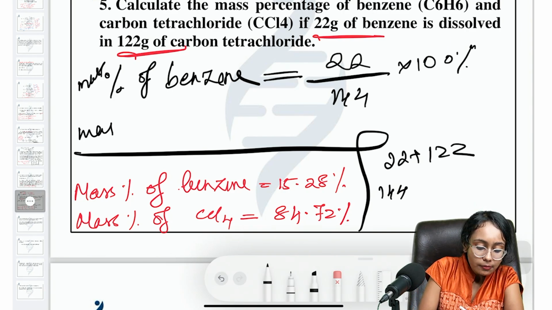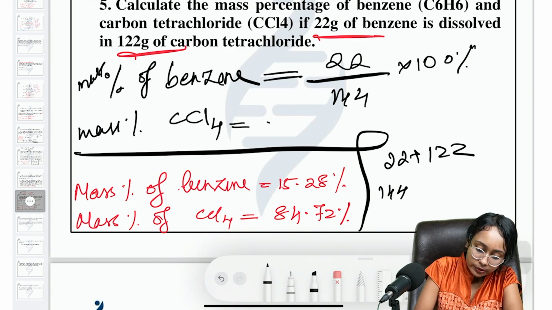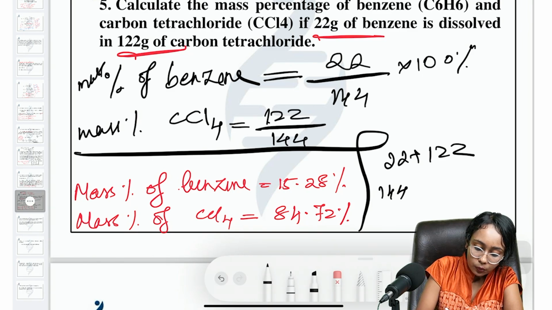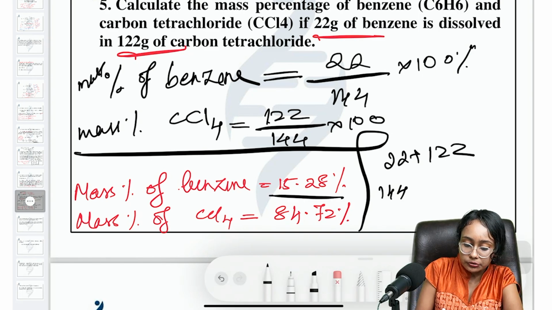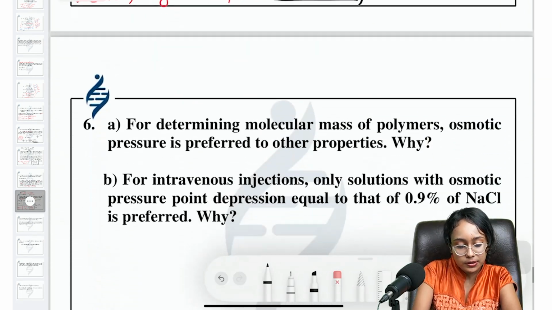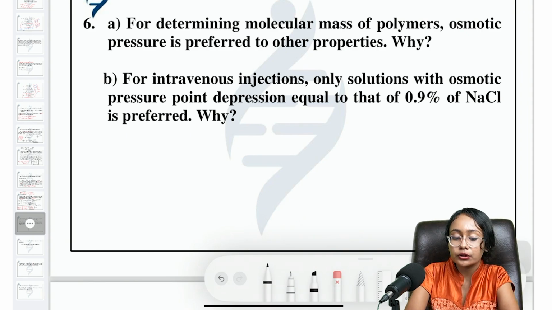Similarly, mass percentage of carbon tetrachloride, CCl4, equal to given mass 122, total mass is 144, into 100%. The answers are given here: 15.28% and 84.72%.